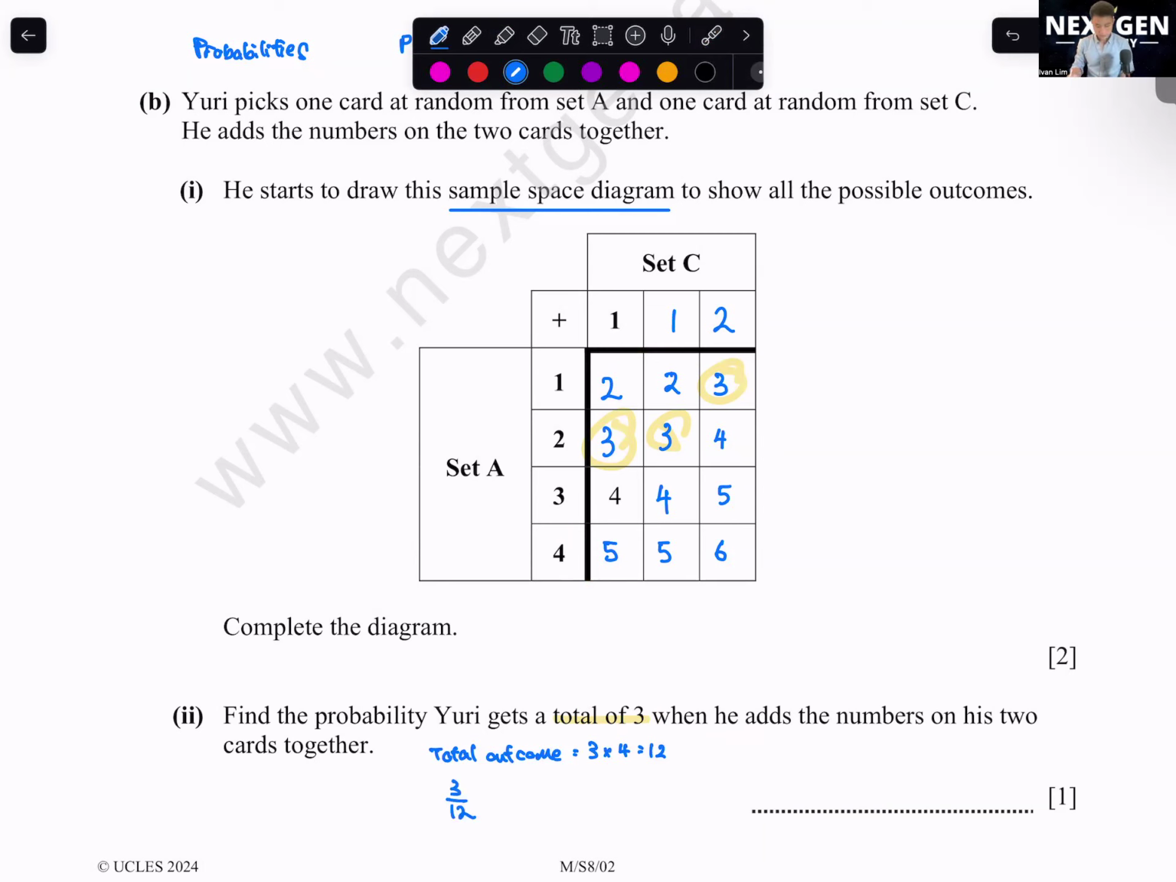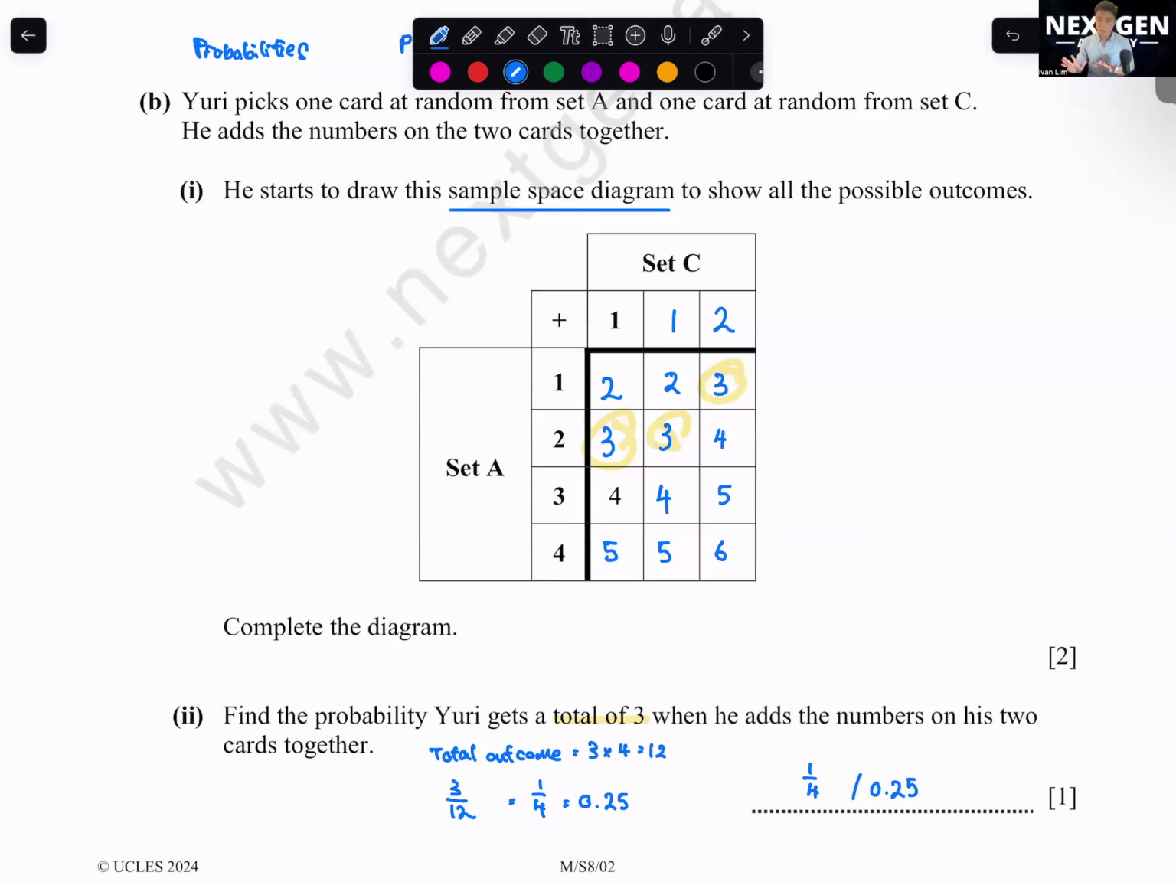You will get a total of 3. So you can write it as 3 over 12, you can write it as 1 over 4, you can also write it as 0.25, either one of these answers. Up to you. I will normally write either 1 over 4 or 0.25.